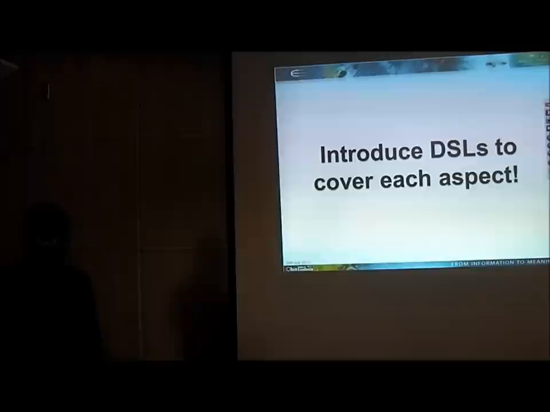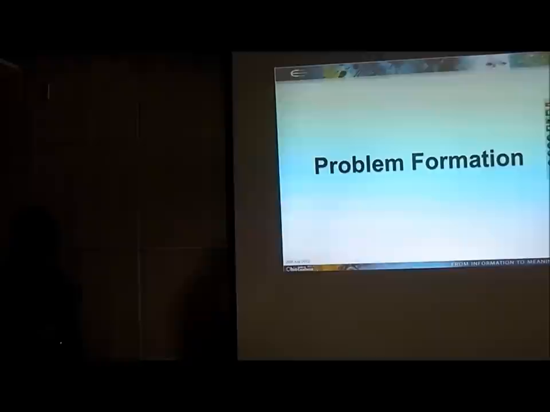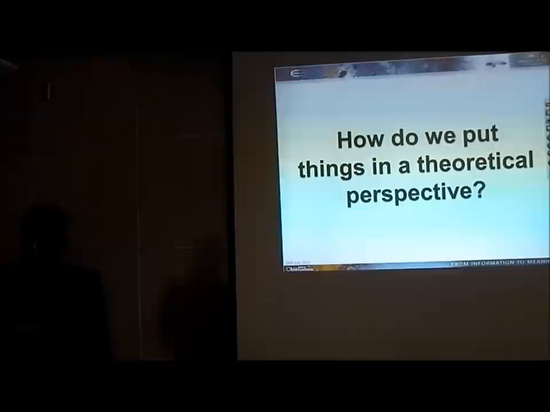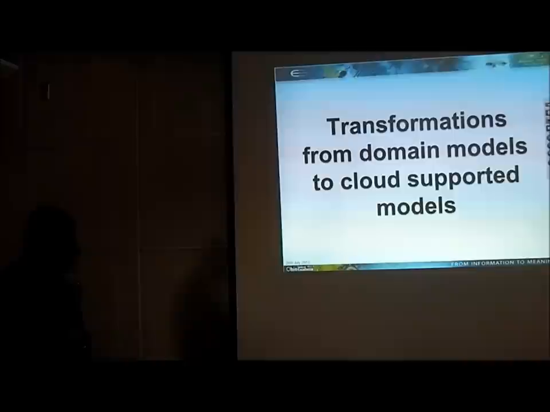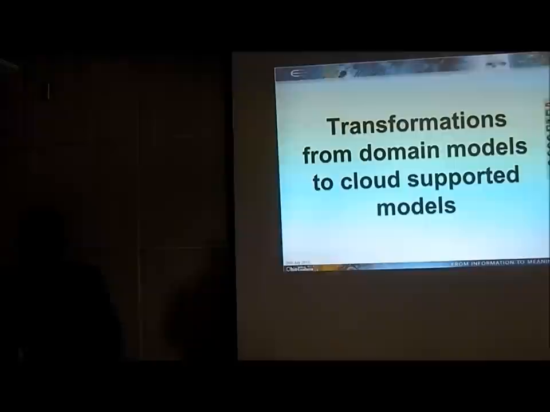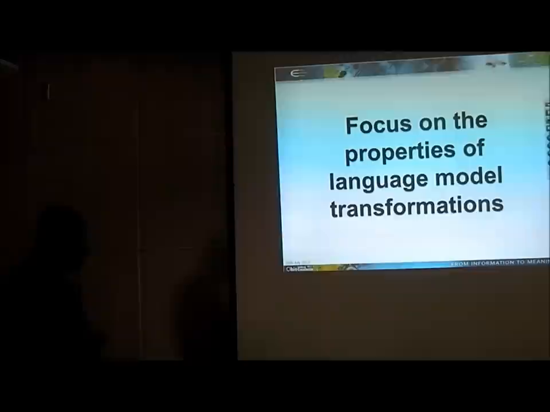Now, let's think of how we formulate this as a theoretical problem, or what the theoretical perspective of this is. In order to make a theoretical perspective, let's focus on the transformation. What we are really trying to do is to transform a domain model, a model that is understood only by the domain experts, to a model that you can create an app on a cloud. So basically, we are focusing on transformations that go from the model to the cloud. Given this, we are going to focus on the properties of these transformations and assert that each model is a graph.